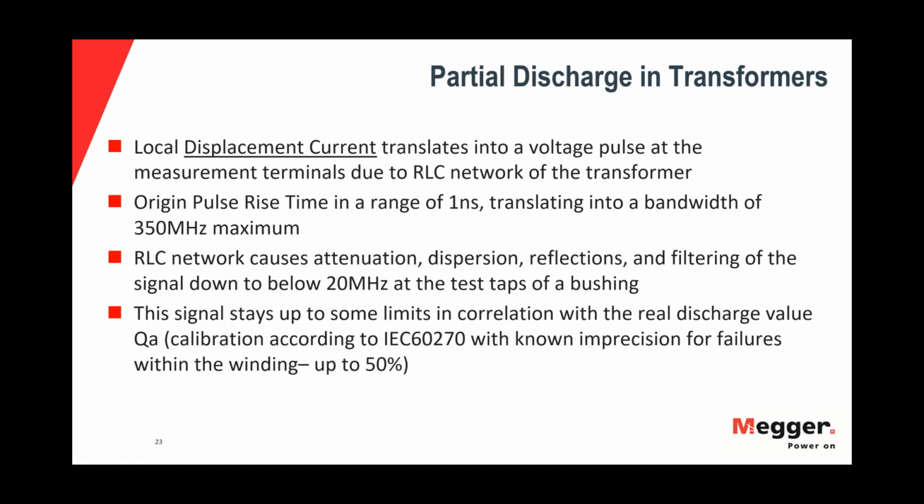Okay, as I mentioned, the origin pulse rise time is in the range of 1 nanosecond, which translates to a bandwidth of 350 megahertz. The LC network of the transformer will cause attenuation, dispersion, reflection and filtering of the signal down to below 20 megahertz at the top of the bushing. So the measurement at the bushing is reduced down to 20 megahertz, and that's why this is the range we recommend, measuring up to 20 megahertz at the bushing tap. This signal stays, up to some limits, in correlation with the real discharge value in pC, with calibration according to IEC 60270.